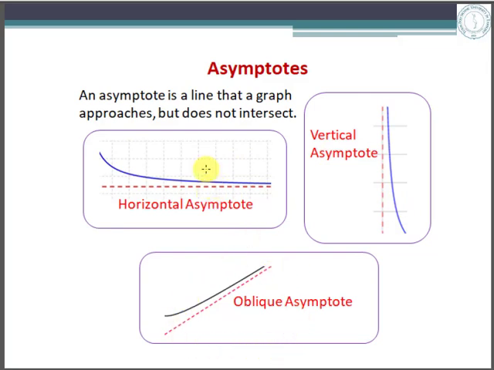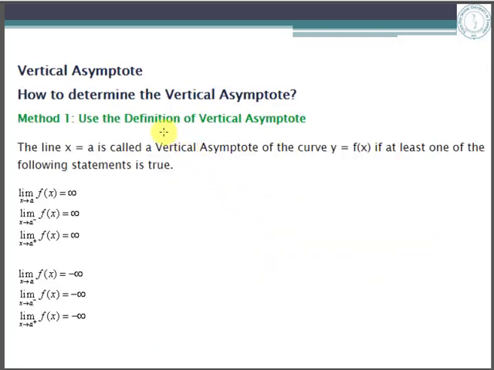An asymptote is a line that a graph approaches but doesn't intersect. For example, you can see here, this is the graph of our function, and this is a vertical asymptote. It approaches, but it doesn't intersect. So now let's begin with the vertical asymptotes. How do we define our vertical asymptote?